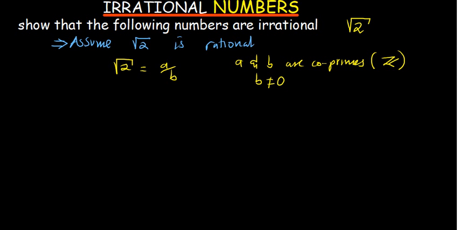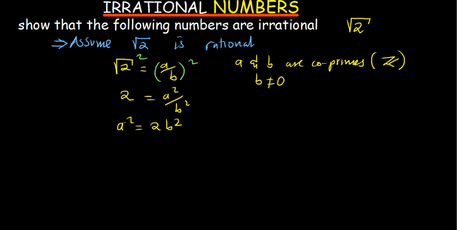So what I'm going to do is square both sides. I'll square here, and I'm also going to square here. So what are we going to get? We're going to get 2 being equal to a squared over b squared. Let's cross multiply. We're going to get a squared being equal to 2b squared.